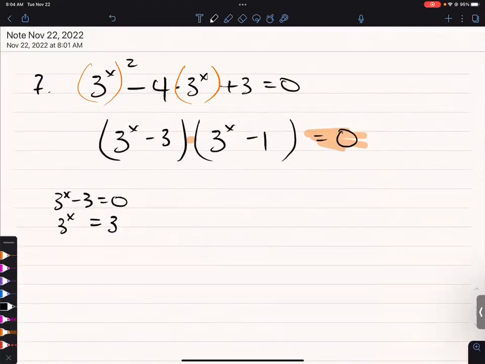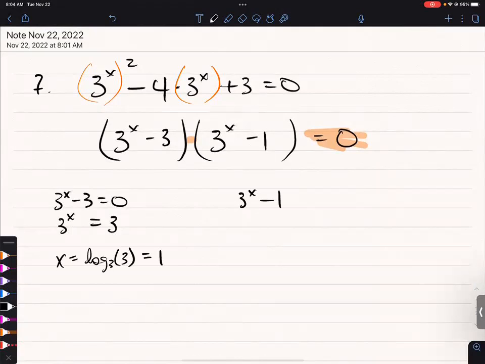If 3 to the x equals 3, you can write this as the log base 3 of 3 if you want, or if you see that x has got to be 1, then you can just jump to that, right? 3 to some power equals 3. Okay, well, the power will be 1 then, right? Or, take a log and evaluate it.